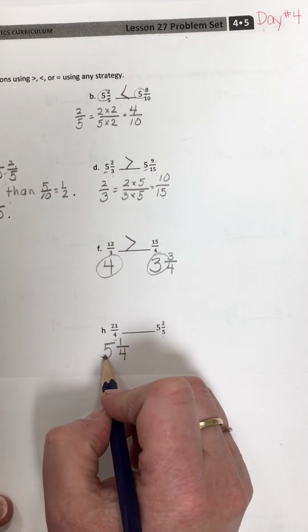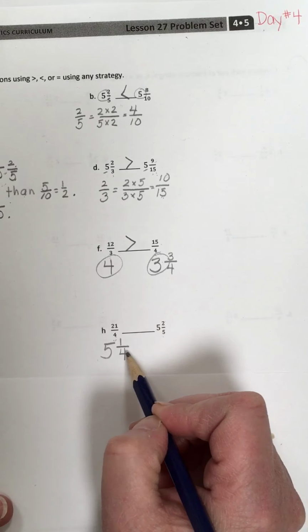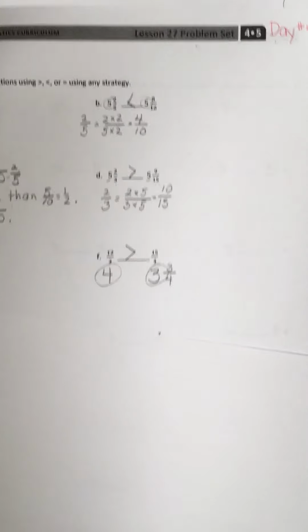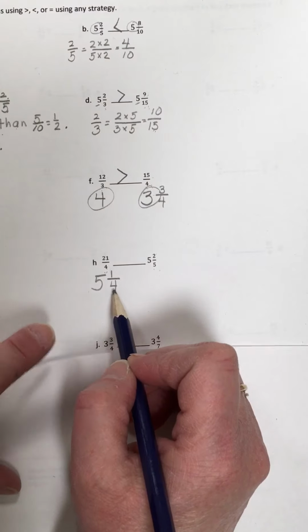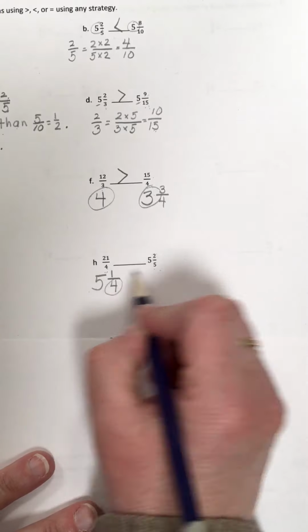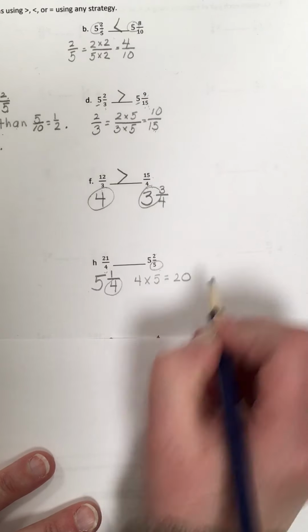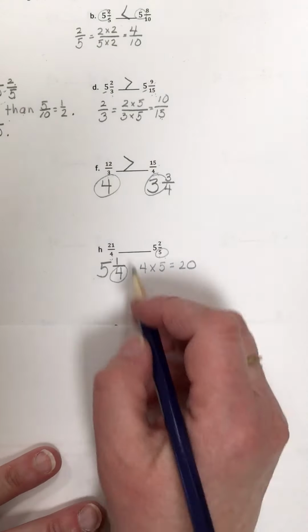Now, when I look at my whole numbers, they're the same. My numerators are different. My denominators are different. So what I want to do is say, can I turn fourths into fifths? No, nothing times 4 will equal 5. So I'm going to take the two denominators and multiply them together. When I do that, I get 20. So I'm going to turn both of these into 20ths.